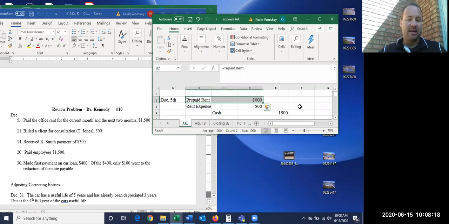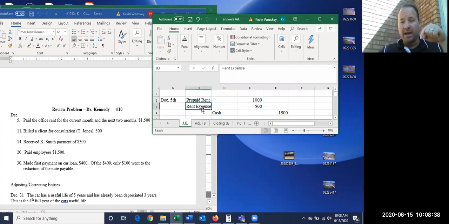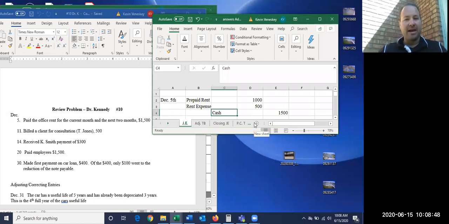My next 2 months, and I just put these in numerical order. You could have put rent expense first as your debit. Just as long as your debits come first, it's okay. But I put the prepaid rent first, showing that I have $1,000 for January and February. And then what did I get? I also got rent right now for December. And then how did I get it? Well, we got it with payment of cash. We had to pay money for $1,500.